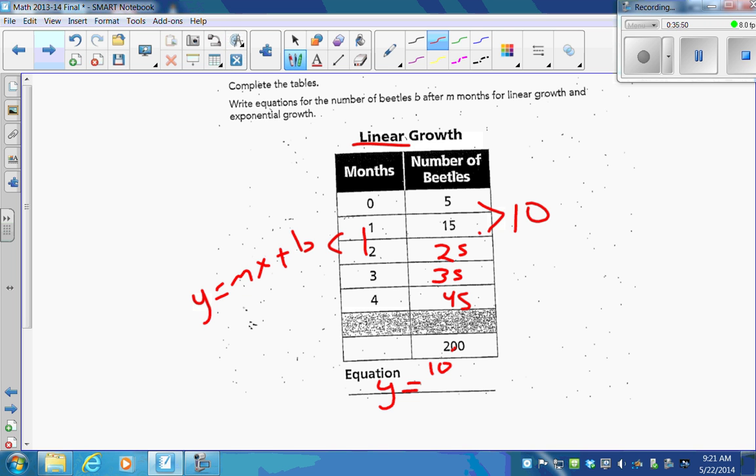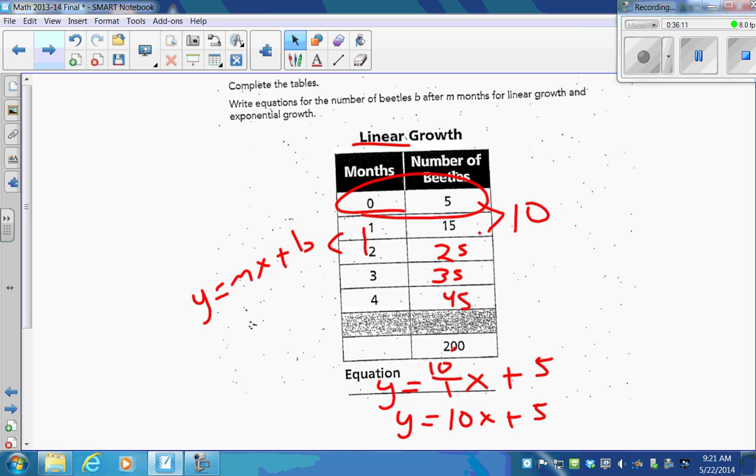My run is just 1, because that goes up by 1. And my y-intercept, where x is 0, is 5. Simplify that to y equals 10x plus 5.